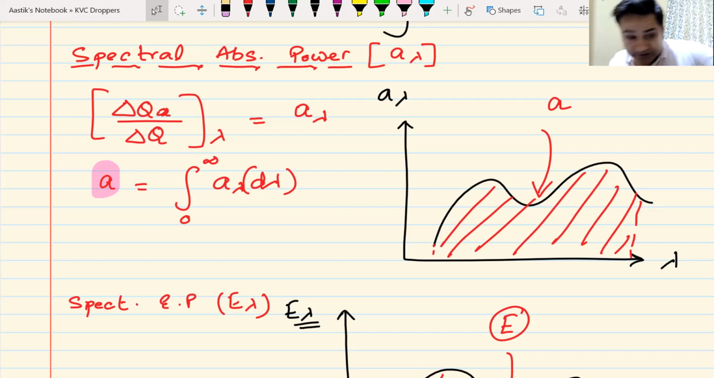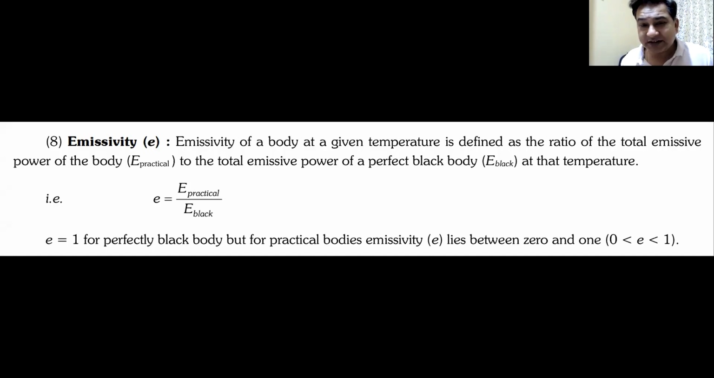Now let us begin today's class. And how are we going to begin today's class? Well, we try to figure out the remaining terms. As I always told you, this chapter is all about remembering terms. And the next term that is going to come, again I told you some terms are in small letters and some terms are in capital letters. Here comes the next term, which is known as emissivity. And as you can see, this is denoted by small e.